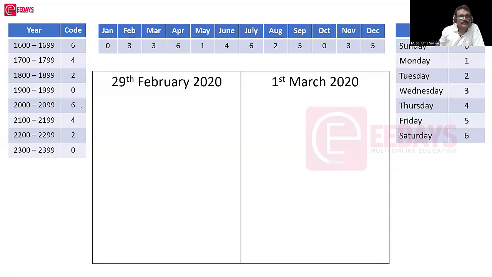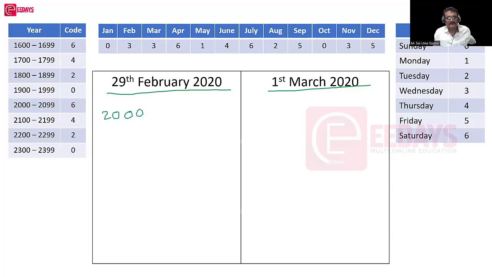If you observe 29th February 2020 and 1st March 2020, how to solve this one? What is the first step? Century, right? So 2000. What is the next step? Year. What next step? February. What next? Date. And next, 2000. And next year. Next March. Next first.